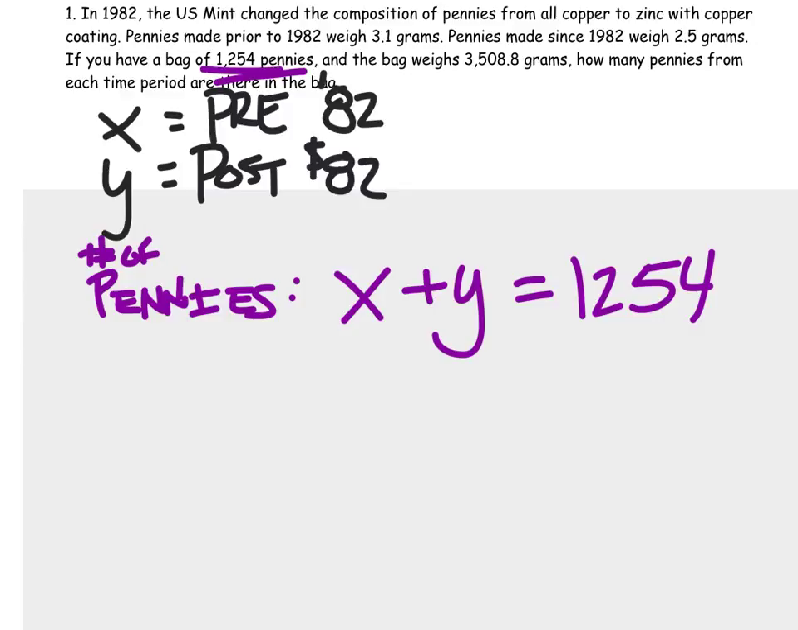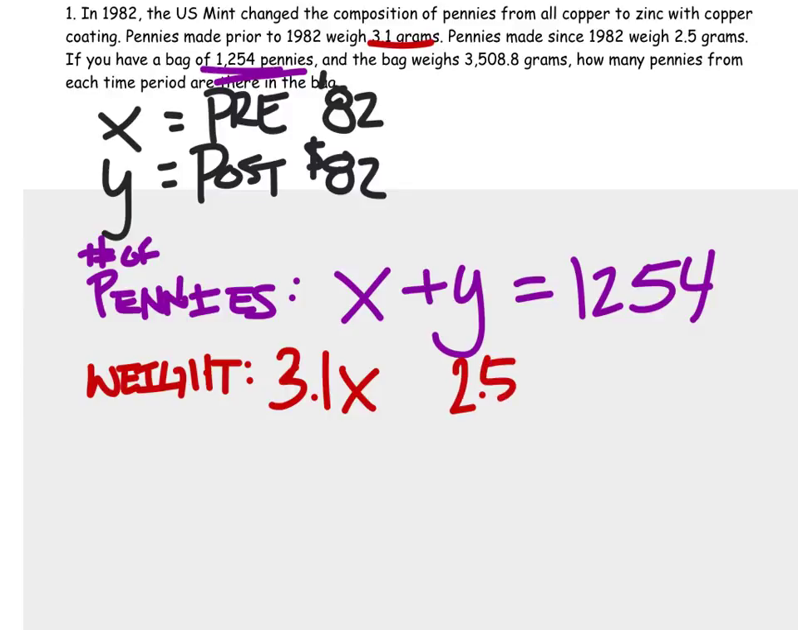Well, then we should have another equation based on the weight. X is pre-82, which would be prior. That would be 3.1 grams. So each of these pre-82 pennies weighs 3.1 grams. So I multiply this by the number of those, which gives us the weight of the pre-82s. Now the post-82s weigh 2.5 grams. So if I multiply that by the number of post-82s, that tells us that weight. If I add them together, then I should get this total weight, 3,508.8 grams.